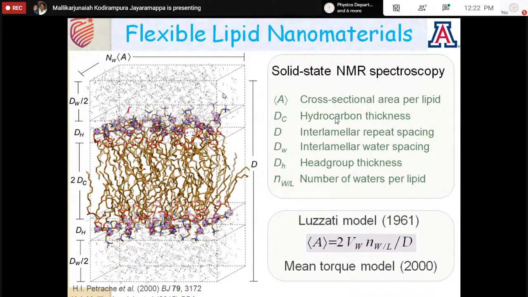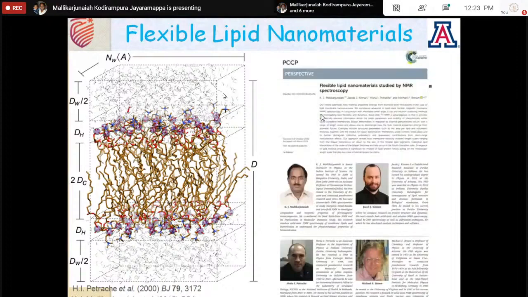The same thing can be studied using X-ray also. The small angle X-ray scattering method we can also use for this cross-sectional area. Our final aim is to measure this cross-sectional area. Does it change with respect to temperature or pressure is my major goal. Okay, therefore we have defined what is cross-sectional area and what is hydrocarbon thickness. This has been discussed explicitly in about 40 pages of detailed review. If you are interested, please go through this review.